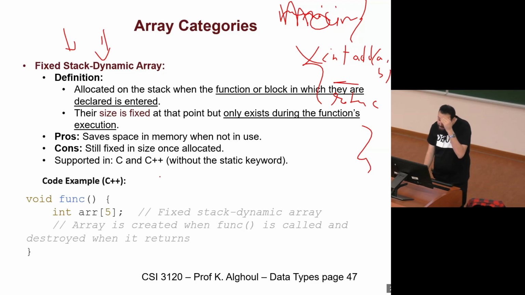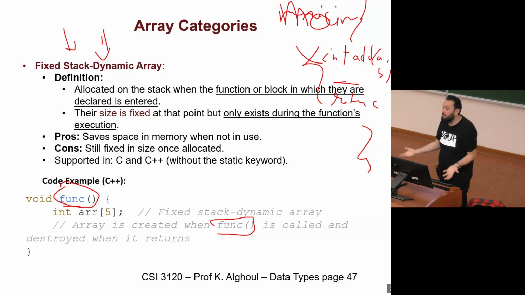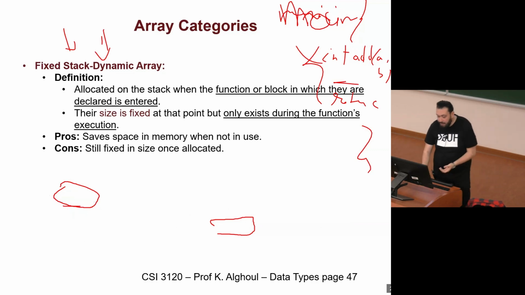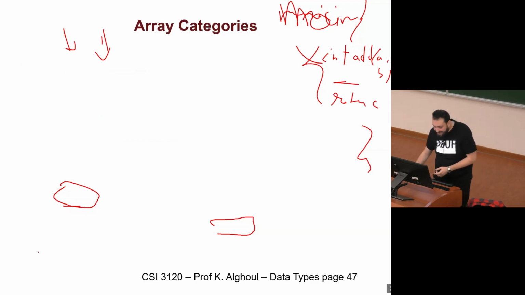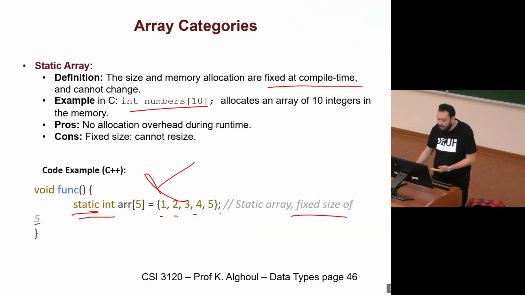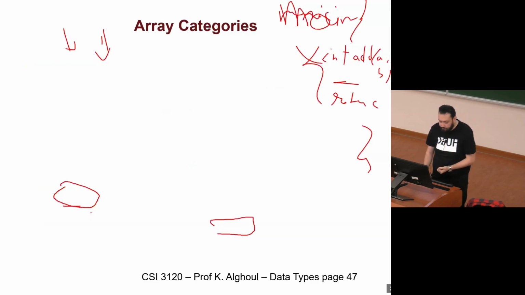So in C++, if I have this inside the function, int array[5], this is a fixed stack dynamic array. The array is created when the function is called. So I'm only going to create this when this function is called. If it's not called, I'm not going to create it in memory. But here, guys, if I have a static int, the static is usually always created.